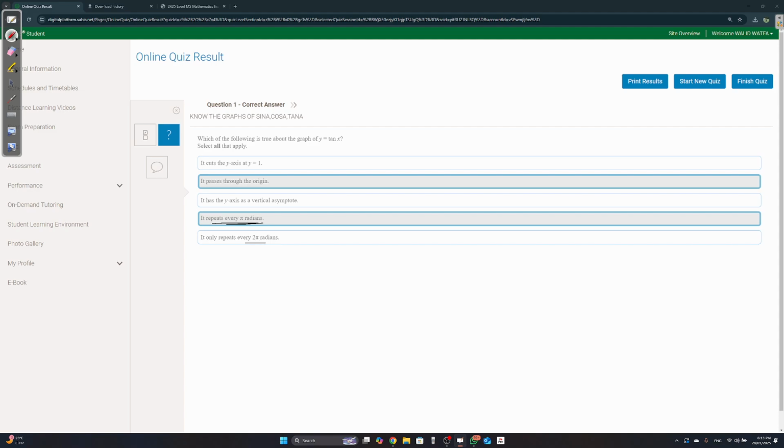It only repeats every 2 pi radians? No. Even though it's correct to say it repeats every 2 pi radians, if you say only, that's absolutely wrong. Okay?